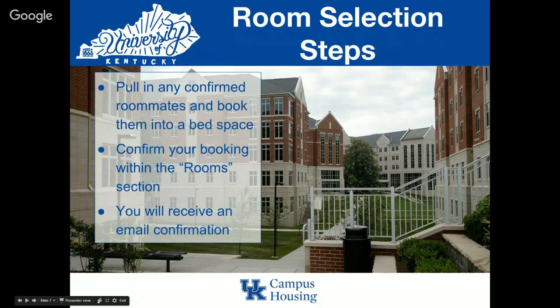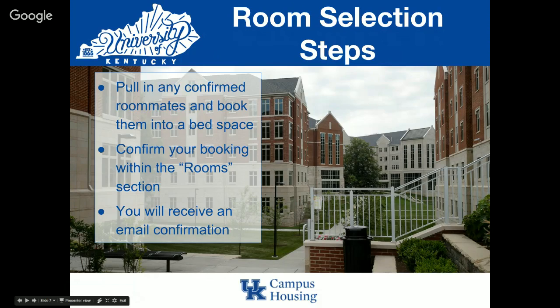So if you have a time slot that is earlier than your roommate, let's say your time slot is the first week of June and maybe your roommate's is the second week of June, you actually have the opportunity to go ahead and book your roommate's bed for them. And so there are people who might actually not participate in room selection because their roommate went ahead and pulled them into the room. So as I said, you'll pull in any confirmed roommates and book them a bed space.